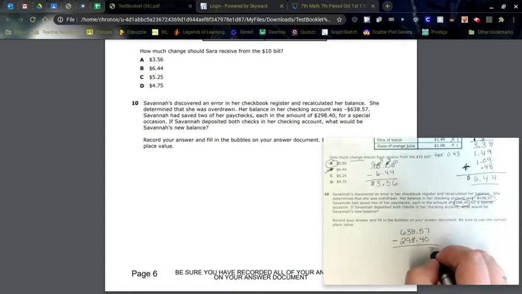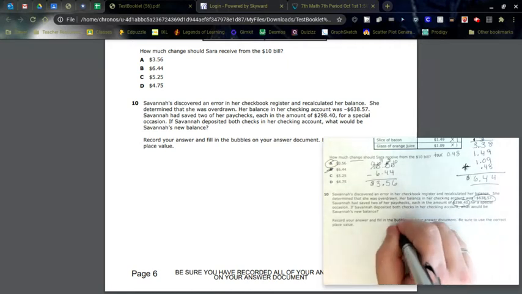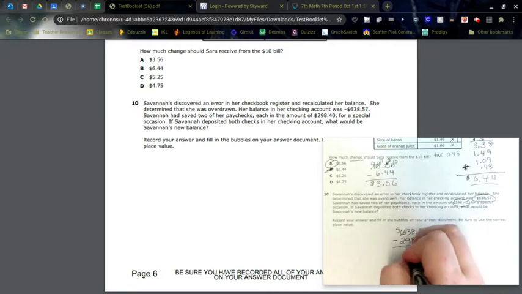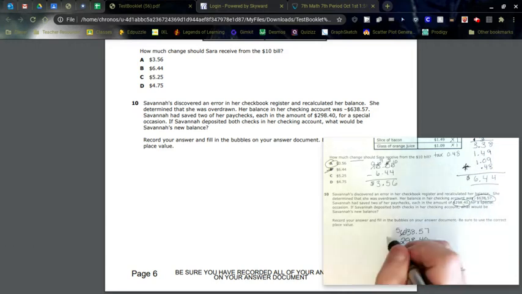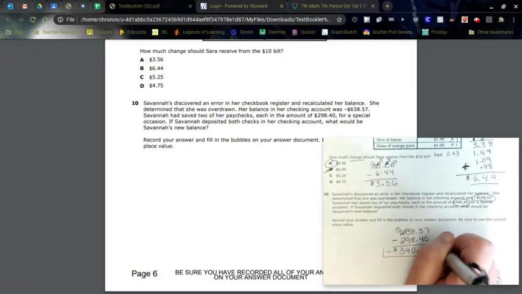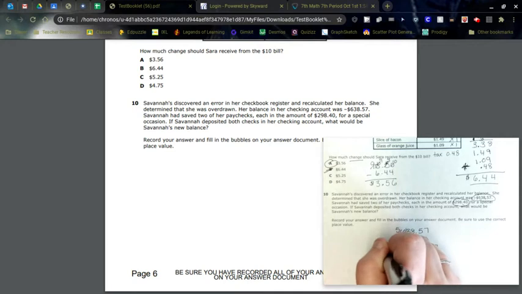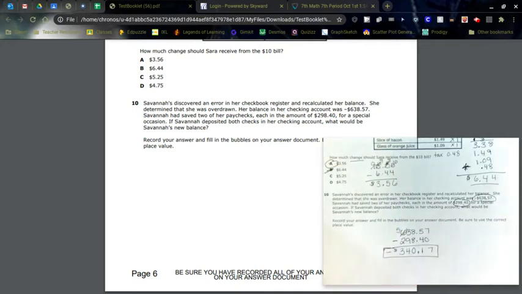7 minus 0 is 7, 5 minus 4 is 1, 8 minus 8 is 0, 6, that becomes a 5, 13 minus 9 is 4, and 5 minus 2 is 3. Okay, and because the 638 is bigger and is negative, that means this answer is negative as well. Negative $340.17. Okay, and that was all there was to it.